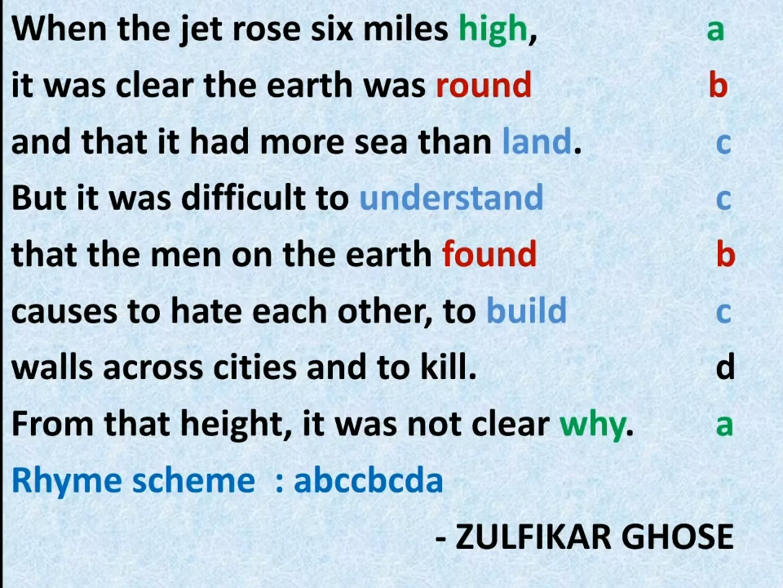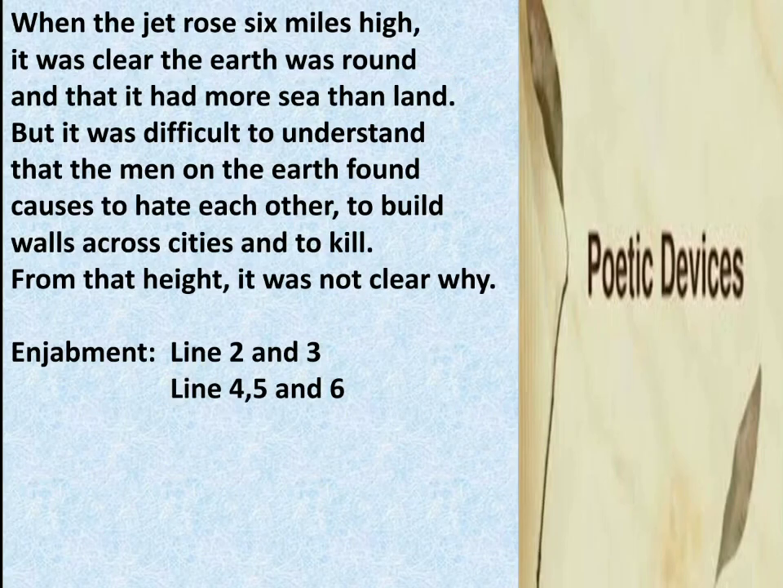Now next, build. Build is rhyming with land and understand, so for those two we have given C, so here also we'll take C. And kill. Kill is not at all rhyming with any of the above words, so we will take D. And why and high both are rhyming, so we take A. So now the rhyme scheme of this particular stanza is A B C C B C D A, right children? Now for this stanza we'll see the other poetic devices.